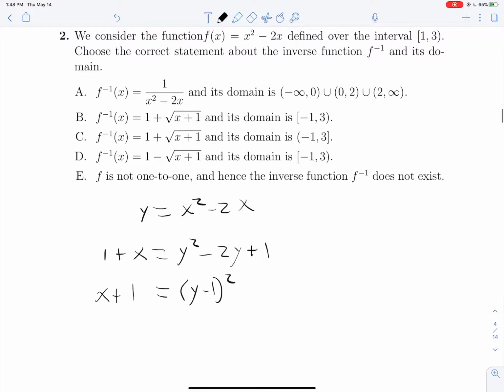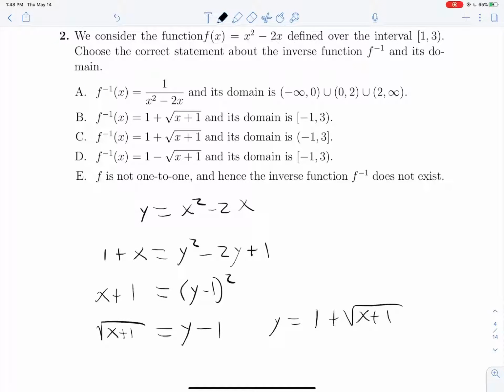Now if we take the square root of both sides, we get the square root of x plus 1 is equal to y minus 1. And let's add 1 to both sides, and we end up with y is equal to 1 plus the square root of x plus 1. Now, what will the domain of our inverse function be? Well, the domain of our inverse is just the range of our original function.